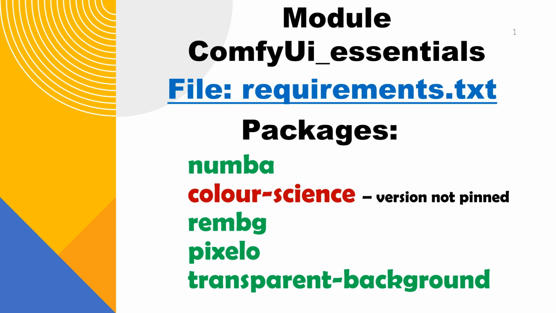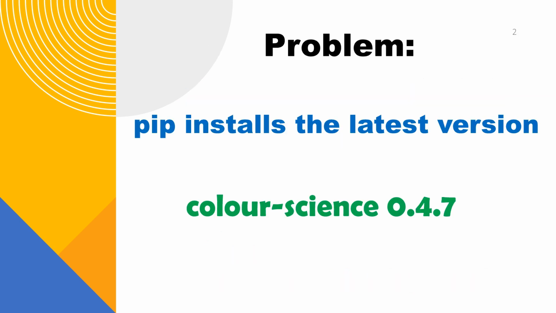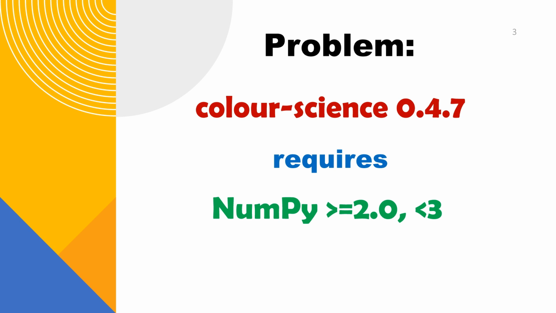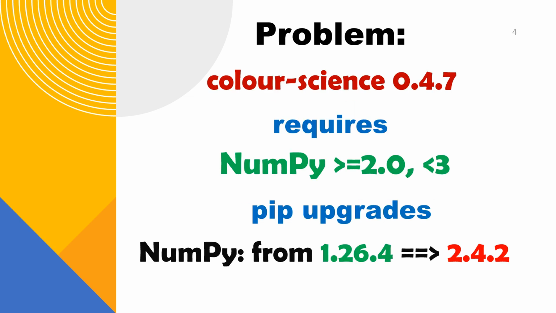The problematic dependency was called color science. And here's the key detail. The module's requirements didn't pin a version for this package. So pip just grabbed its newest release, 0.4.7. That version requires NumPy version 2.x. And because of that, pip upgraded NumPy from version 1.26.4 to version 2.4.2.